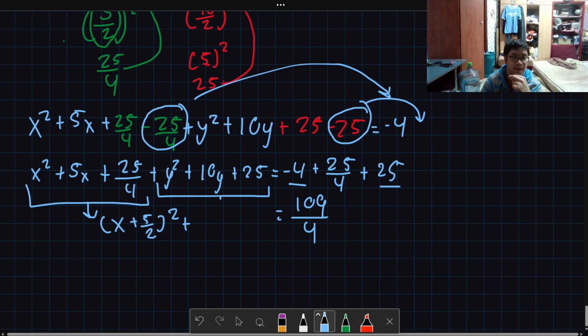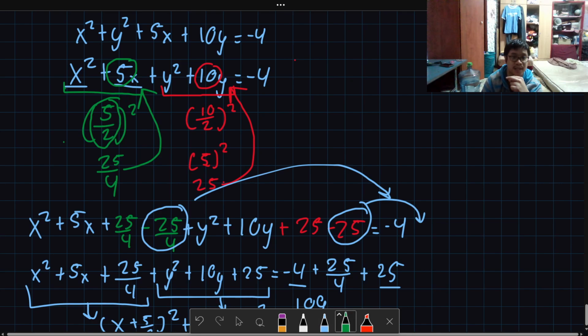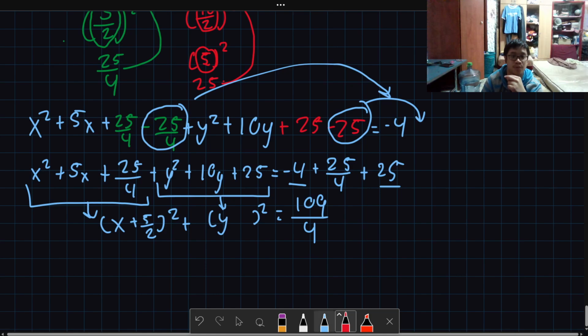Plus, for the y, the same thing. We have parentheses squared. We will put y here. Then the partner of y inside the parentheses squared is 10 all over 2, which is 5. So we're going to put plus 5 here. With that, that is your final answer.